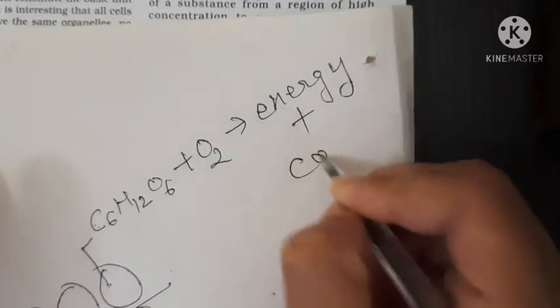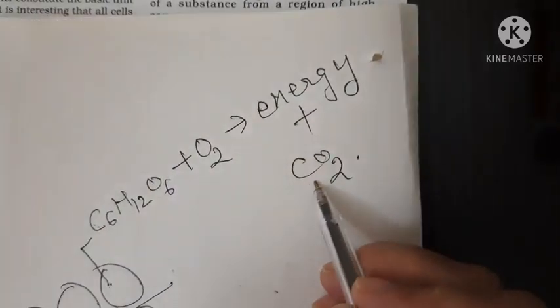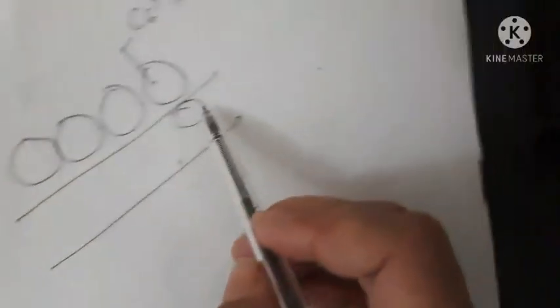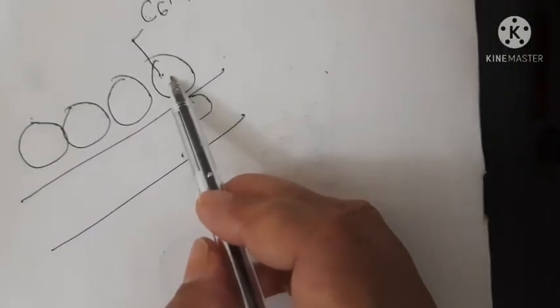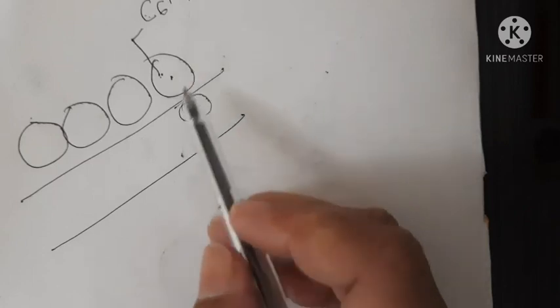Energy plus carbon dioxide. This carbon dioxide is produced where? It is produced inside the cell. And this carbon dioxide is highly toxic. It needs to be removed or eliminated from the cell.